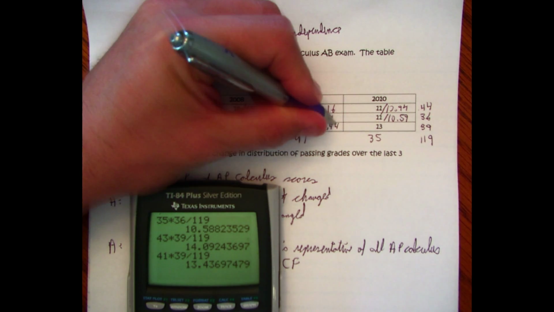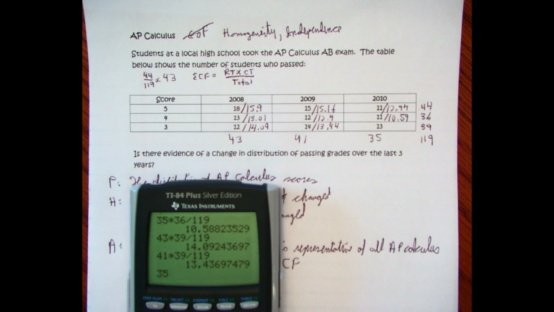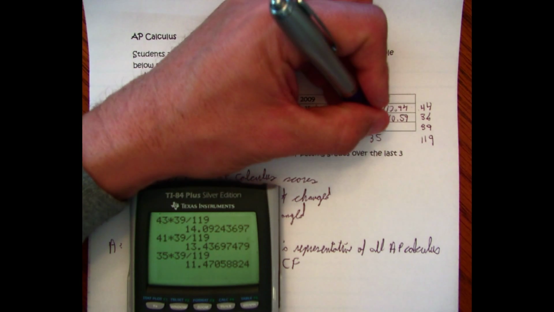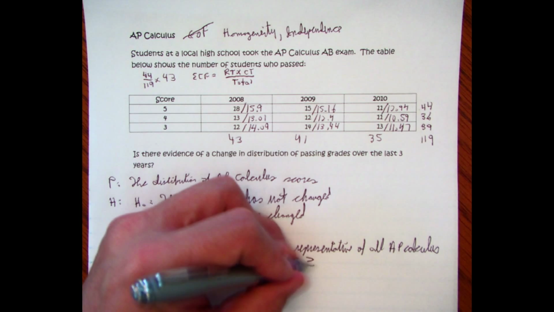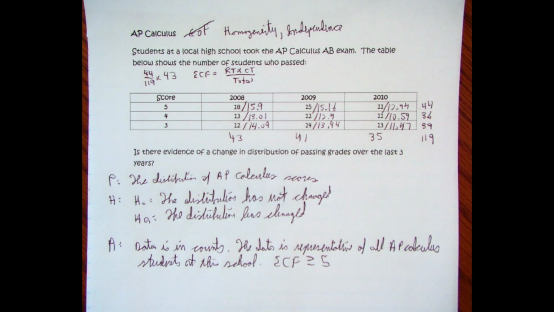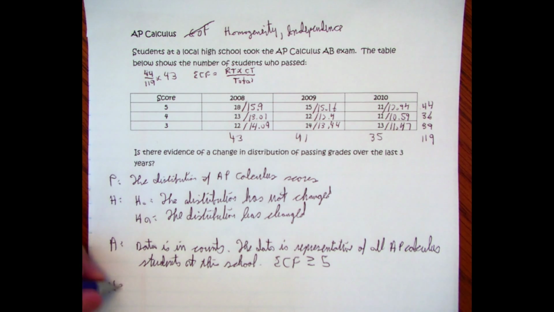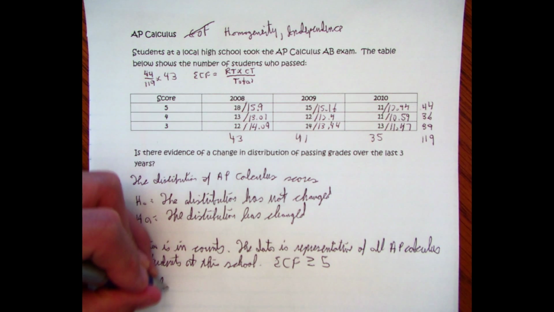Looks like we're going to be good here. All these are above 5. 35 times 39 divided by 119, 11.47. All right, we're good. So all of our ECFs are at least 5. So we've met all of our conditions. Okay. So name test, you know what, if you just put chi-squared, I mean, I think that would fly. You know, technically this is a homogeneity test.